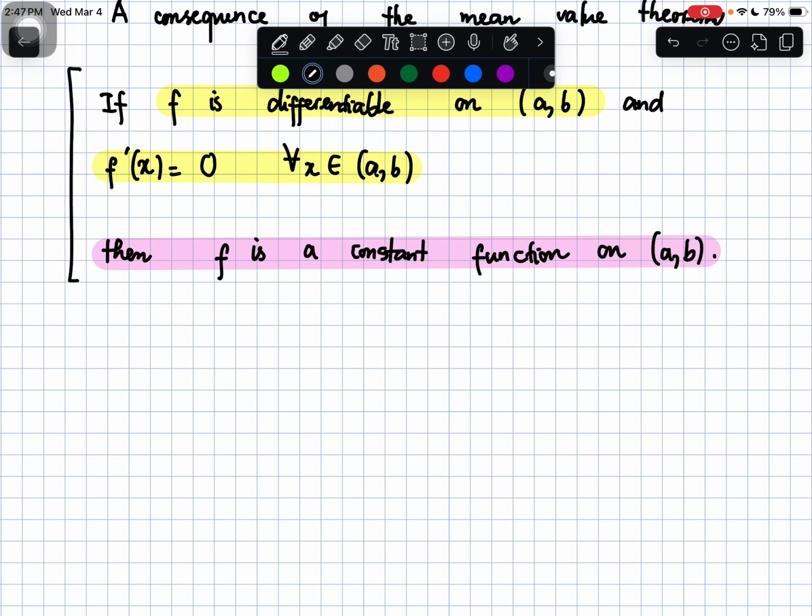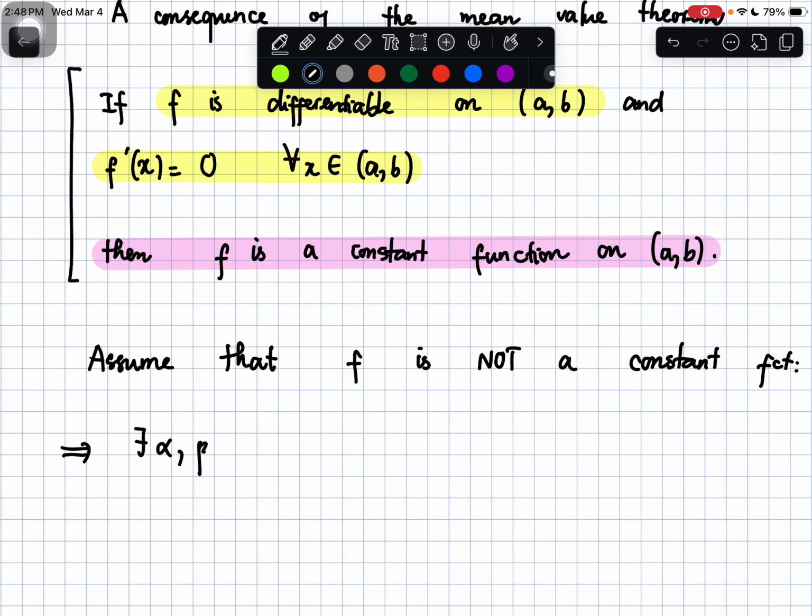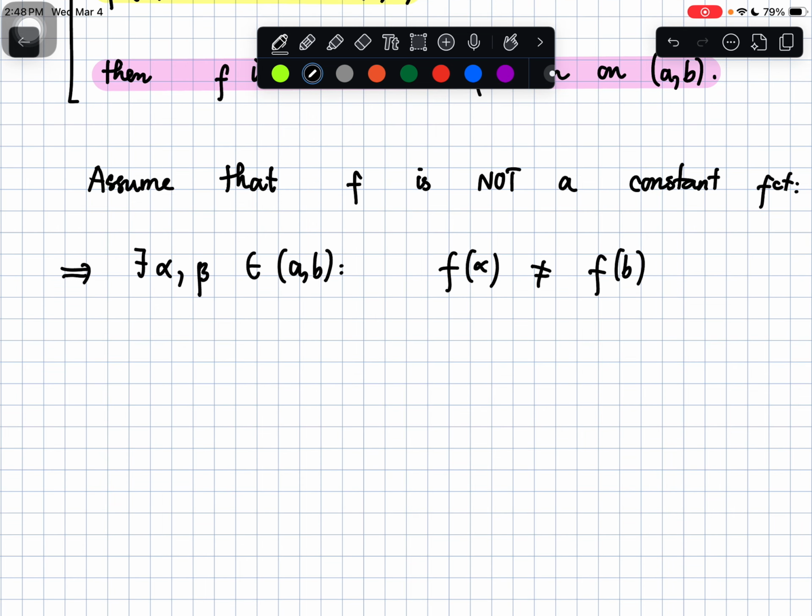So prove by contradiction. Assume that f is not a constant function. So this means that there must be two points, say alpha, beta, between a and b, so that f of alpha is different from f of beta. So this means that f of alpha minus f of beta is not 0.